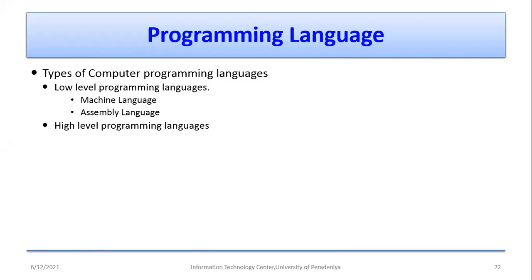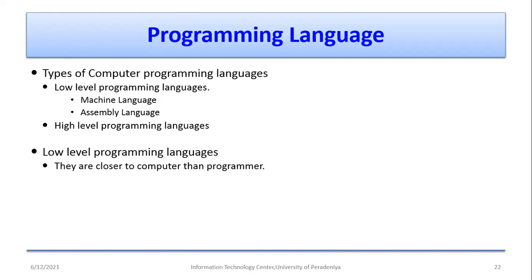In high-level languages we have three generations. Generally in high-level languages, we have to convert the programming code into machine code. There are two translators, called compiler and interpreter. You should know how to execute with a compiler and an interpreter, and the differences between compilers and interpreters.